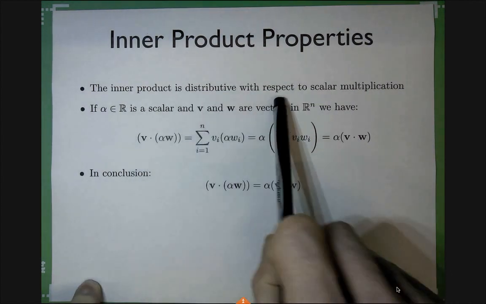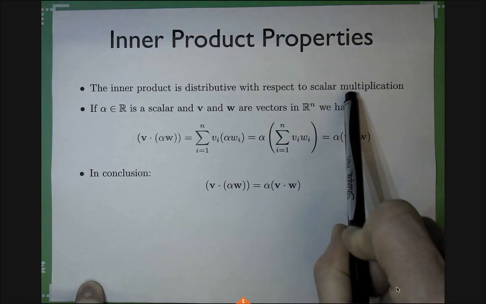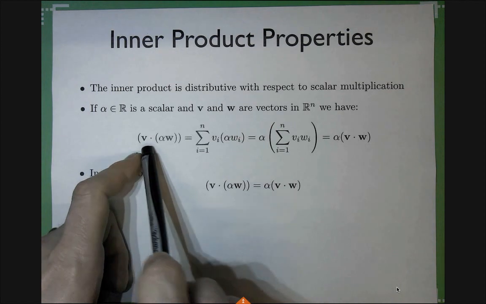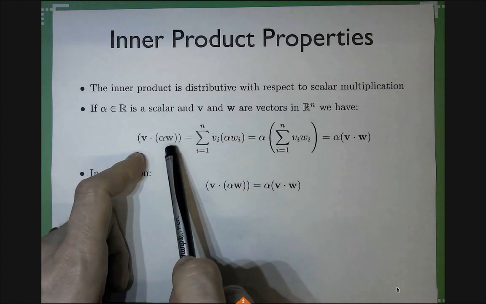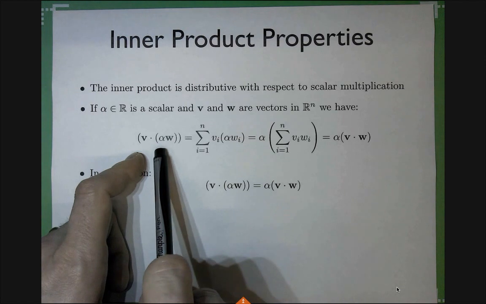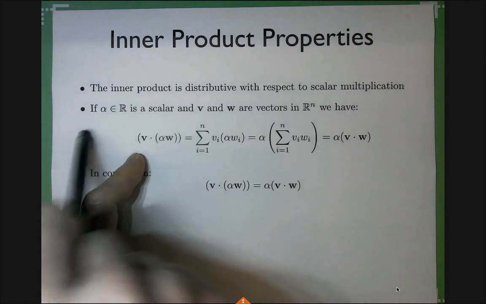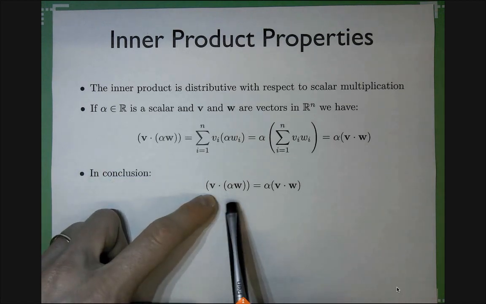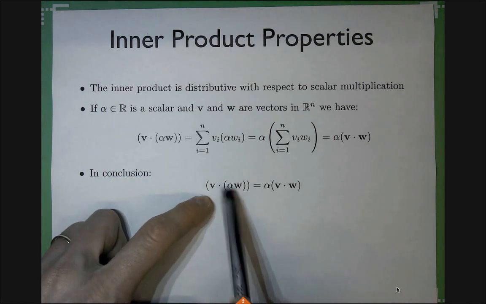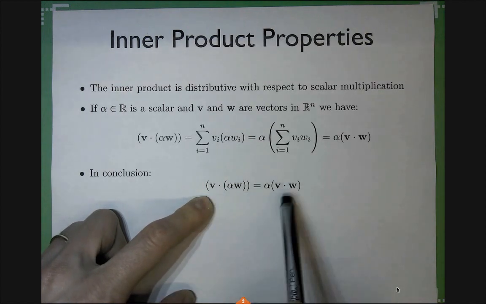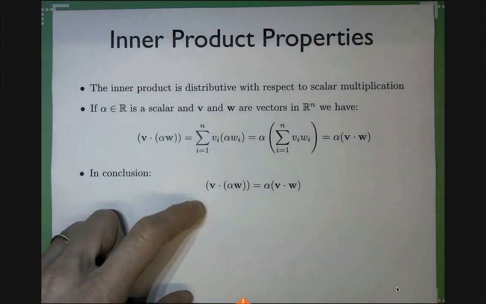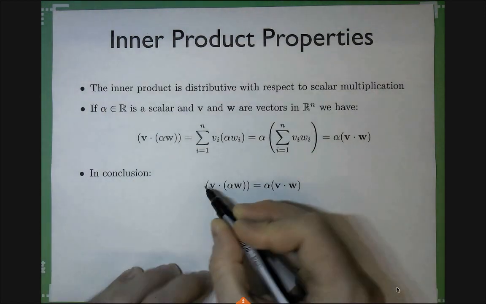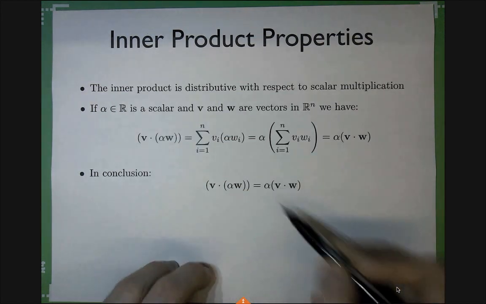So, distributivity of the inner product with respect to scalar multiplication. What does it mean? It means that if I take the dot product of a vector v and a vector w which has been multiplied by a scalar alpha, where alpha is a real number, then it doesn't matter if I first multiply w by alpha and then do the dot product, or if I first do the dot product and then multiply by alpha. That's what the distributivity means: I can essentially pull the alpha out of this expression.